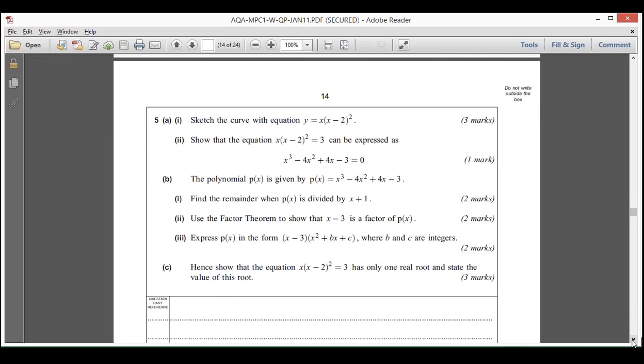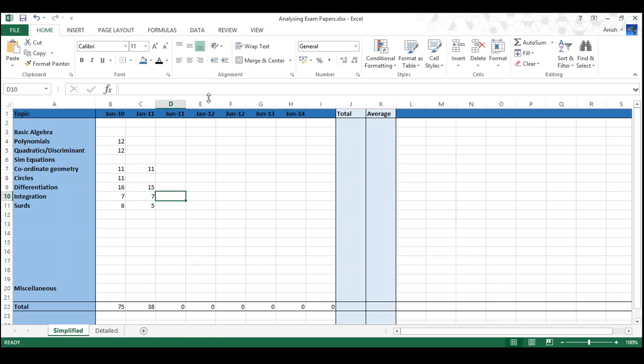Sketch the curve with that equation, so that could come under basic algebra, and this would be polynomials. So that's 2, 4, 6, 9. 9 on polynomials, and I could put that on basic algebra 4. So 4 there, sorry, 9 there, and 4 there.